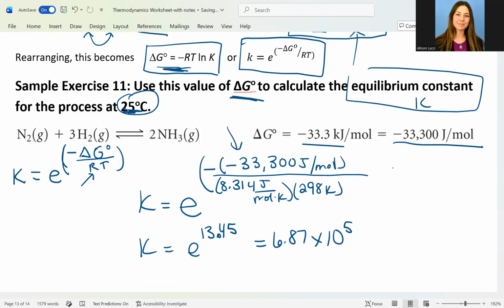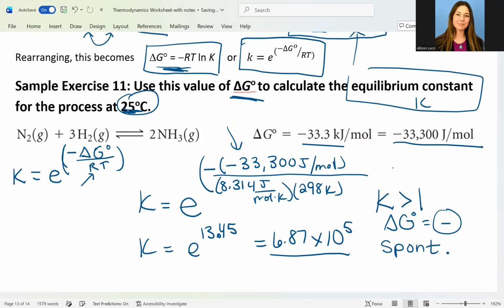This is a very large K. So we can say that when K is greater than 1, delta G, we saw, is negative, and this reaction would be spontaneous. And if we have the contrary, if K is less than 1, we could probably assume delta G to be positive, and then that would be non-spontaneous.